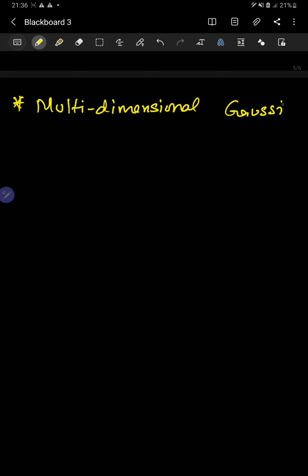Let's now move to the case of the multidimensional Gaussian integral. This is a very interesting scenario, and since we are dealing with matrices, this is the thing we'll come across mostly.